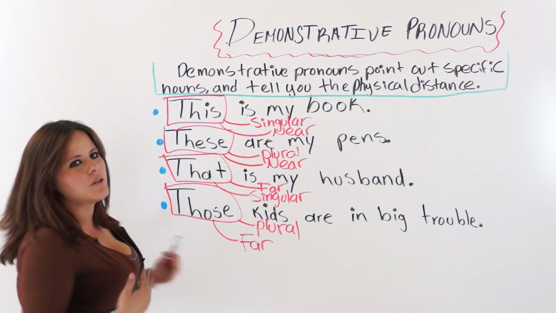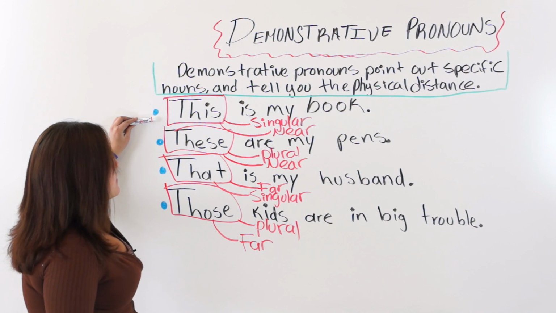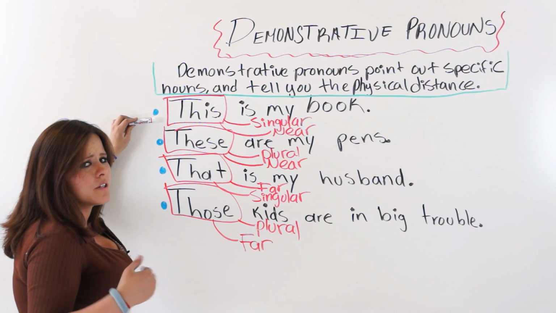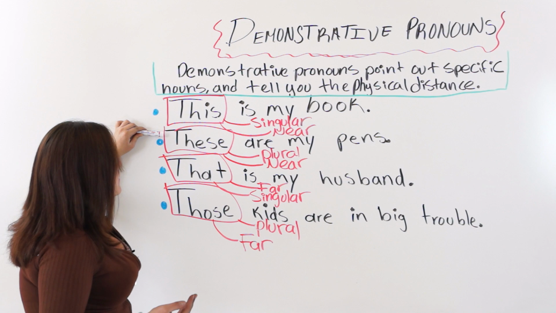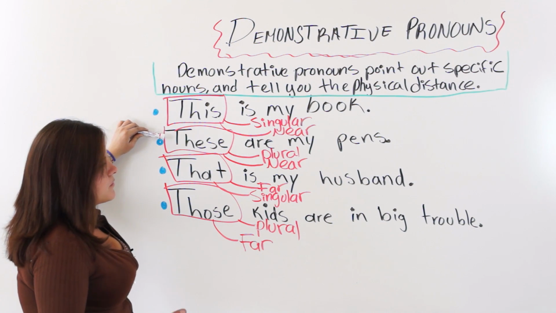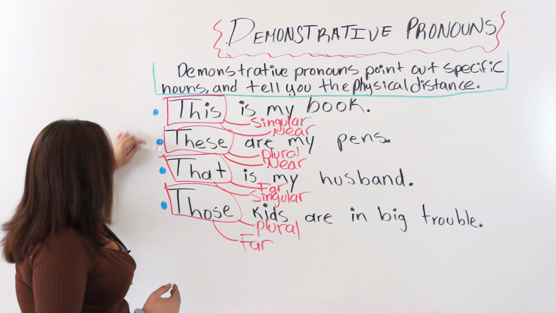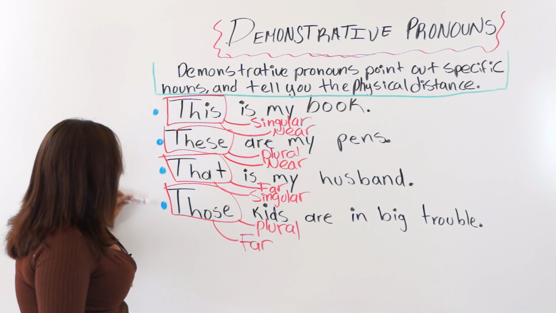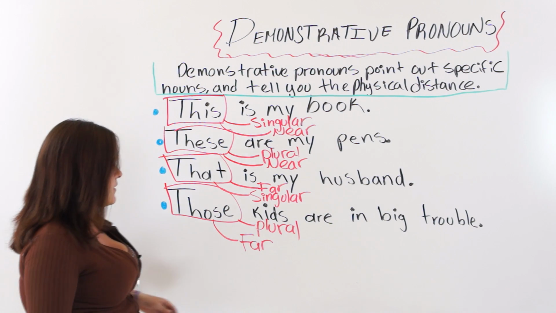So, to summarize, this is for singular and near objects or nouns. These is for plural and near nouns. That is for far and singular nouns. And those for plural and far nouns.